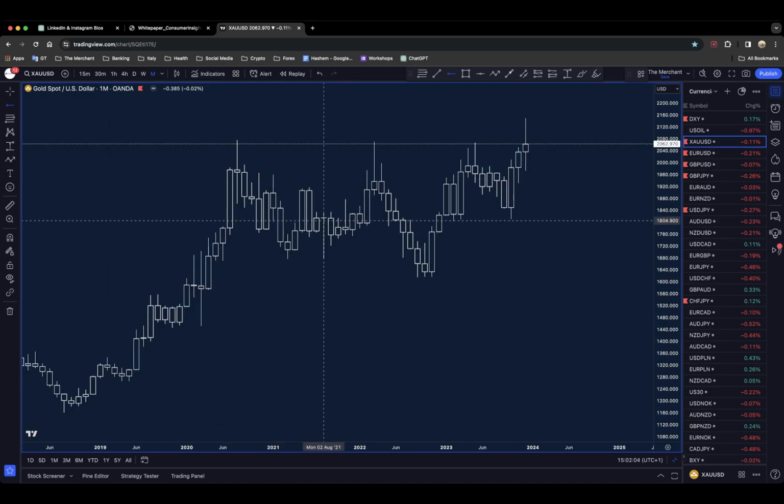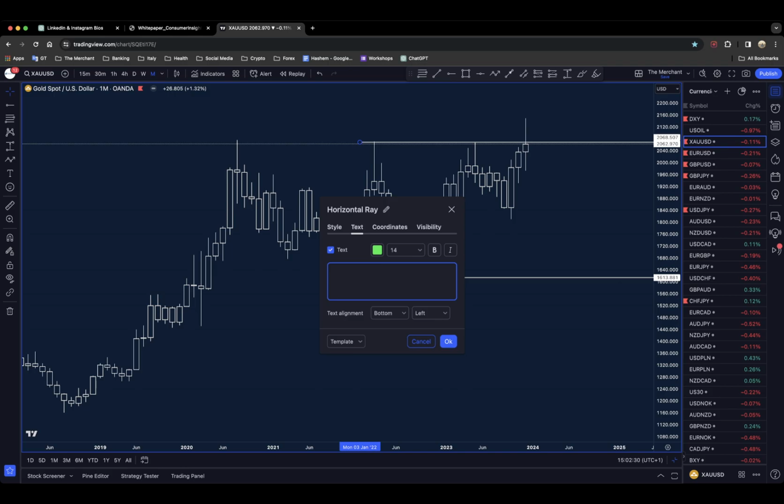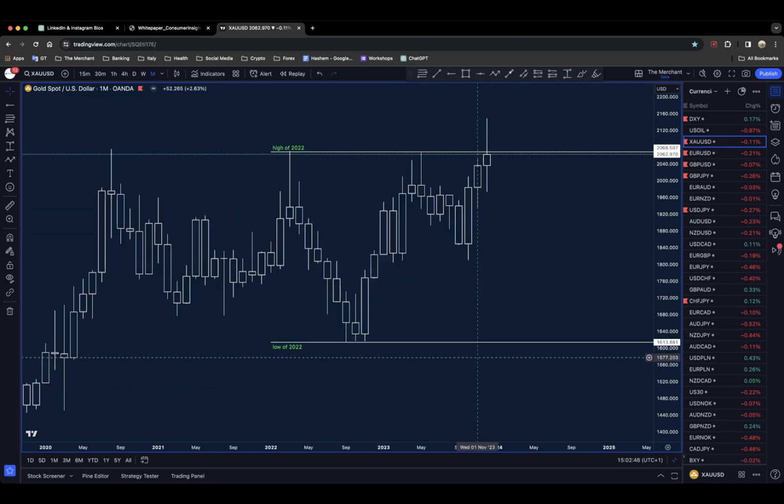Okay, this is here August, September, December. Here we have 2022 started. Here we have September 2022. So this is obviously the bottom of 2022. Here December, here March. So here is the high of 2022. So this is the top, this is the bottom. Let's write it down. High of 2022. Okay, let's put it on top. And here we have low of 2022. Okay, that's clear. Let's now use the price range tool and measure this movement.